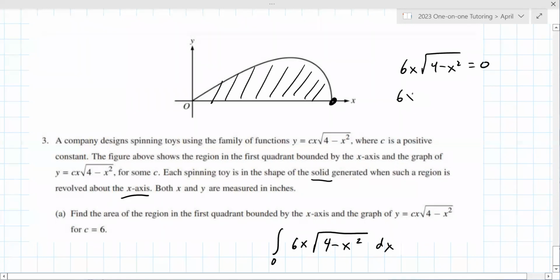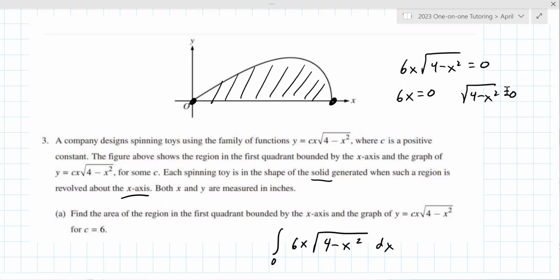You're going to set 6x equal to 0. That's the one over here on the left. Square root 4 minus x squared equal to 0. What do you say on that? So x equals 0 and x equals 2, or well, negative 2. Yeah, we want the positive one, so we'll go like that.